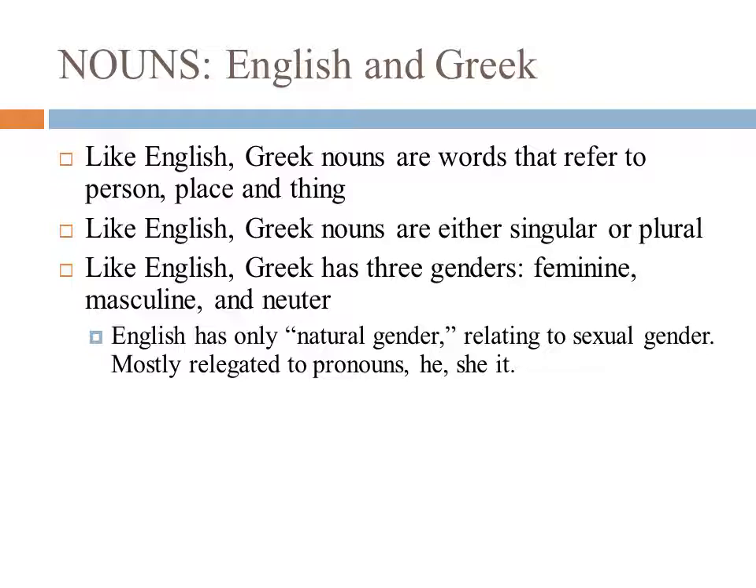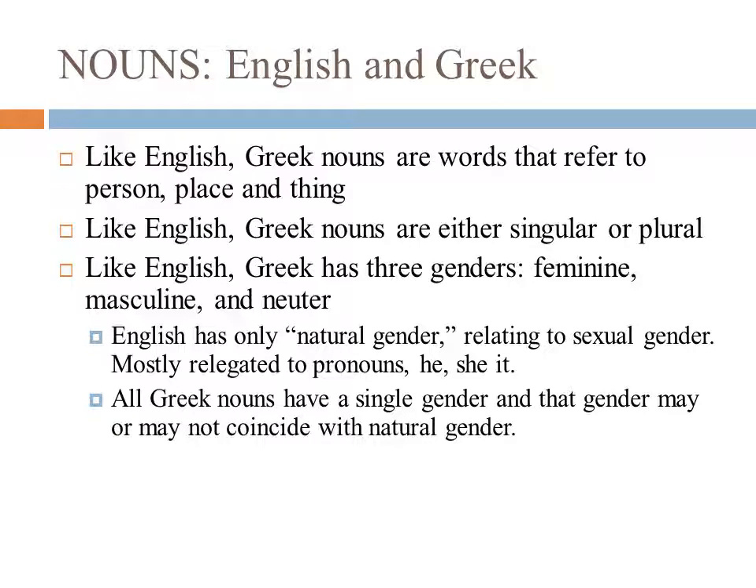English has only natural gender, which means that the word relates to sexual gender. There are very few words that still remain in English that are gendered words. We have words like ship, which is referred to as she. But gender is mostly relegated to pronouns: he, she, or it. He being masculine, she feminine, and it neuter.